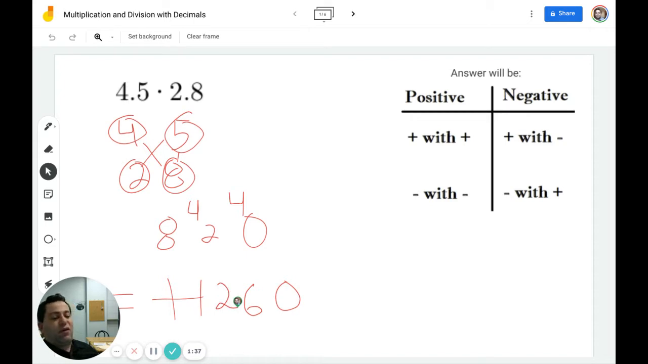Now that I have the correct numbers in the correct order, all I have to do is determine where the decimal point goes. I look back to the original problem and see I have one decimal place here and one decimal place here. That means I need a total of 2 decimal places from the right to get the correct answer. I go over 2 and I can see that the final answer is 12.60. Let's try another one.